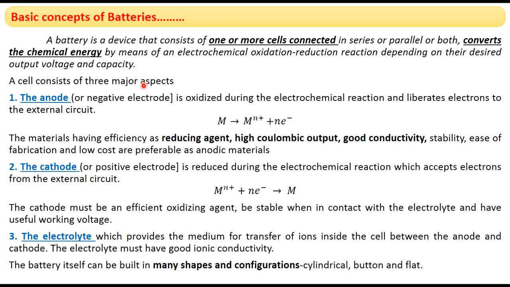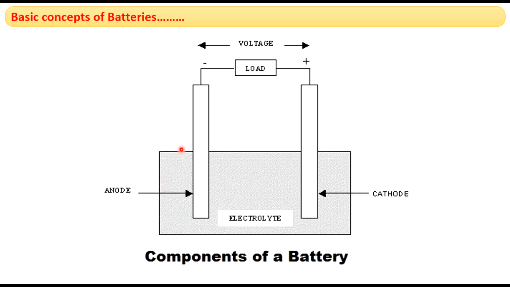These batteries consist of three major components. They are anode, cathode, and electrolyte. So in the picture, you can see this is the anode, this is the cathode, and this is the electrolyte. The anode and cathode are connected through a wire here, and a load is also applied. So these are the three main components of batteries.